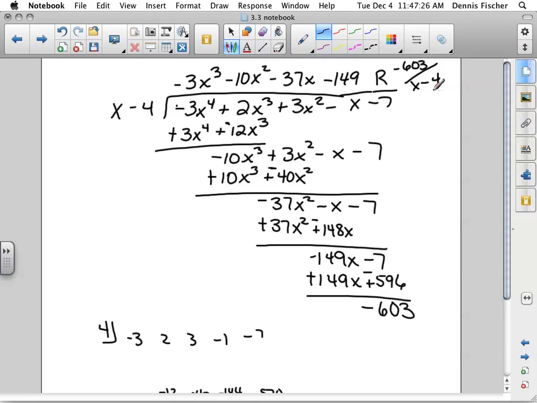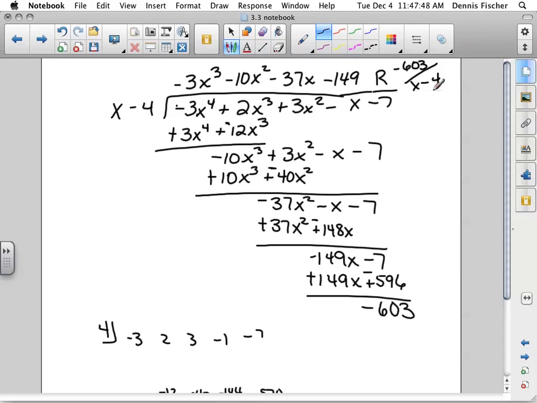I should have known that. I get it now. Let's think about the remainder theorem real quick on this problem too. What makes it 0? 4. If I plug in 4 for all my x's, what will I get for an answer? Negative 603, right? So that's the remainder theorem.